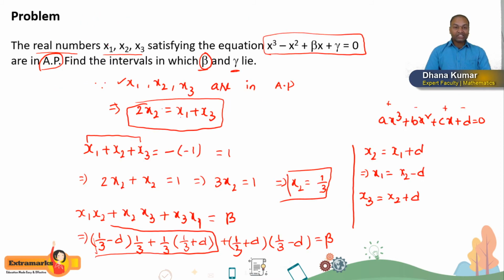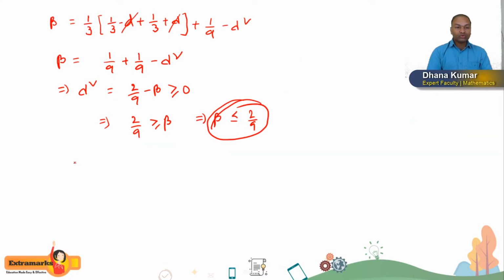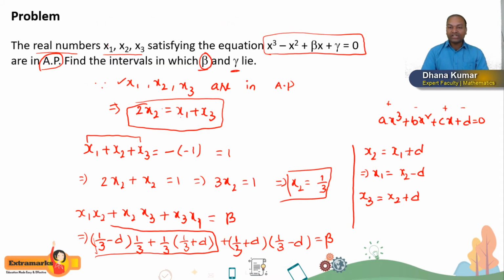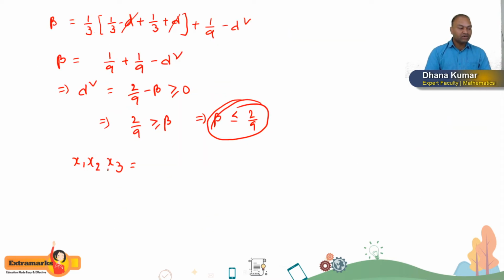In the same way, next you calculate gamma. Gamma means what? You see here. Next I am using the last formula, product of all the roots. The product of all the roots formula is what here? Minus d by a. D means gamma. So minus gamma. Understood? Minus gamma implies minus gamma is equal to x1 x2 x3. x1 is 1 by 3 minus d. Is it correct or not? Right. x2 is 1 by 3. x3 is 1 by 3 plus d.